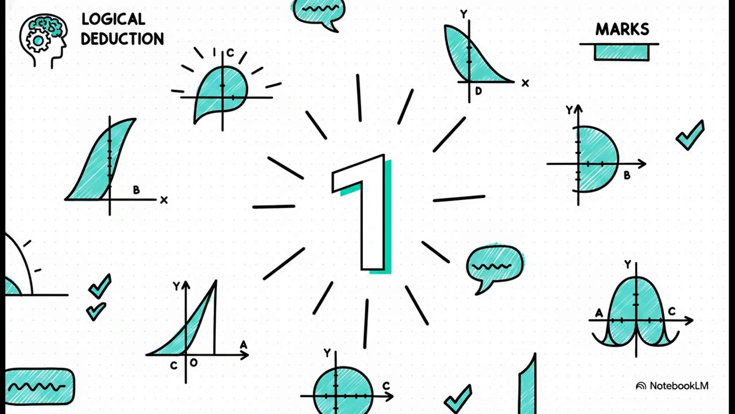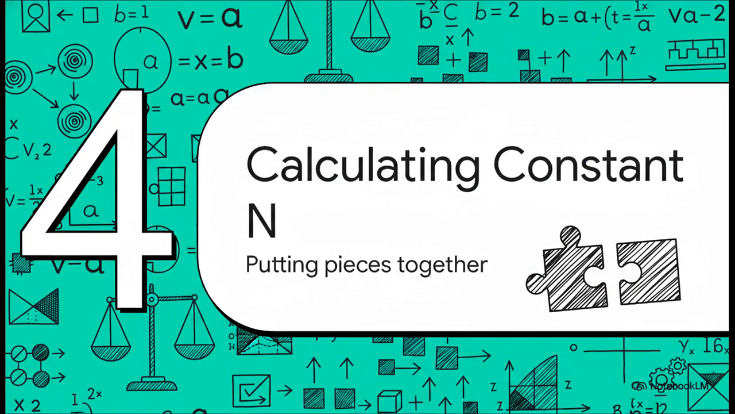That's another mark in the bag. And guys, we haven't even touched a calculator yet. We're just reading the graph. Section 4. Calculating constant n. Now we put the pieces together algebraically.